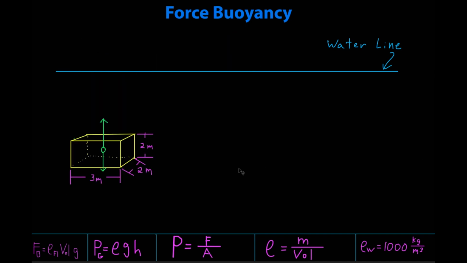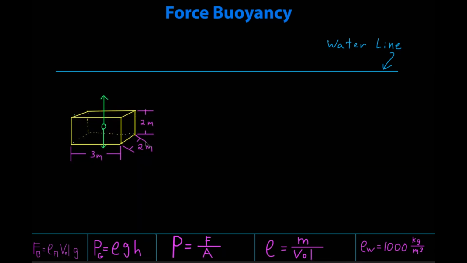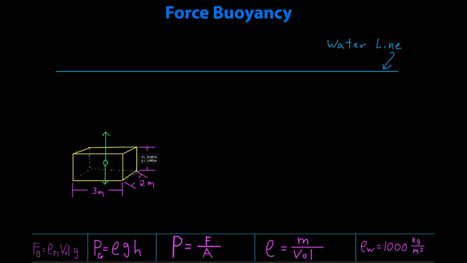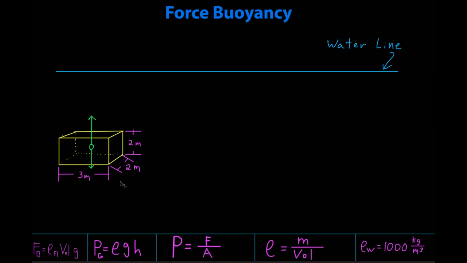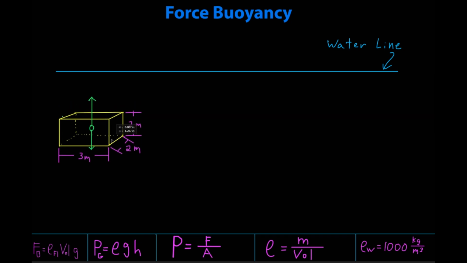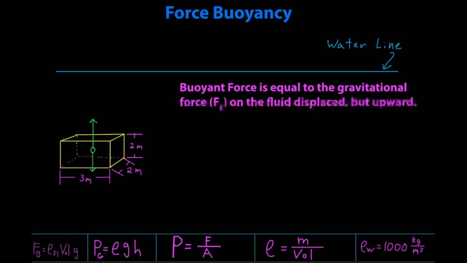So, quick recap. Force buoyancy exists because the pressure on the bottom of the object pushing upward is going to be greater than the pressure exerted on the top of the object pushing downward because the bottom of the object is lower in the water column. It does not matter where in the water column the object is. The bottom of the object is going to be lower in the water column regardless by the same amount each time. So the depth does not matter. What does matter is how much fluid is displaced. Buoyant force is equal to the gravitational force of the fluid displaced, but upward or against the gravitational field.